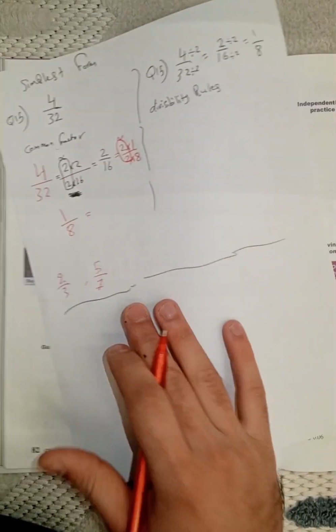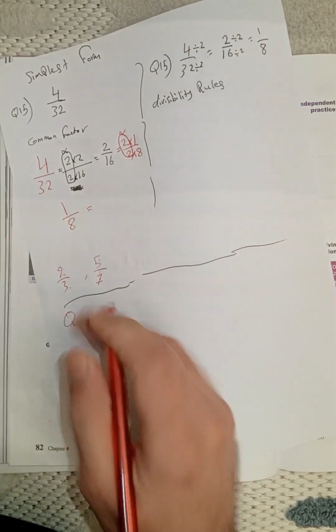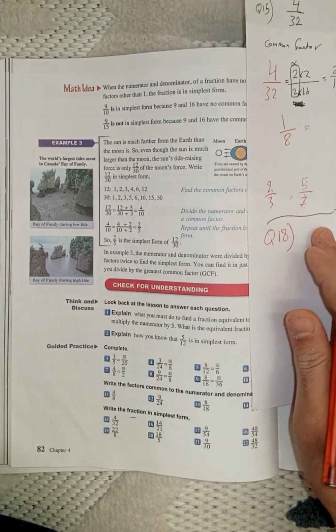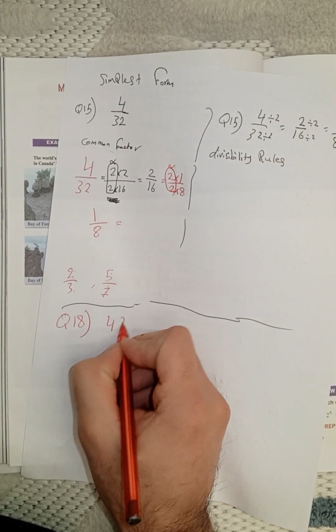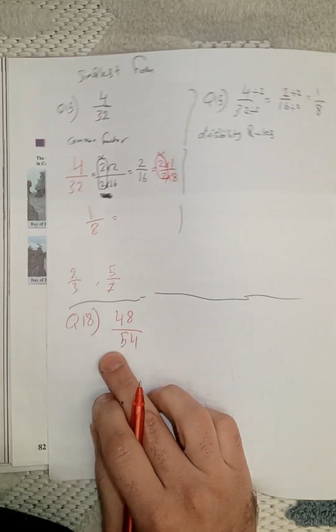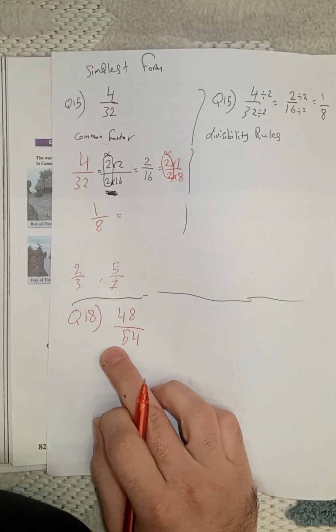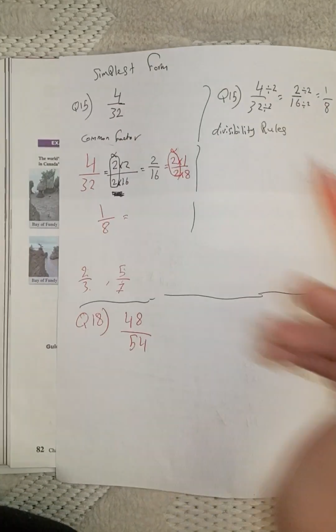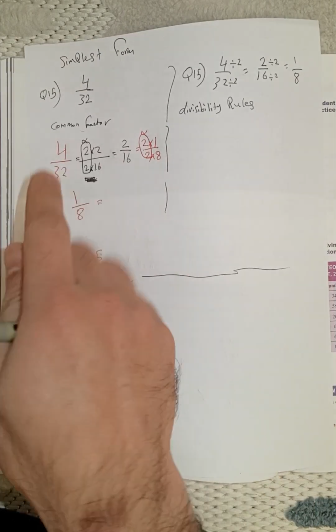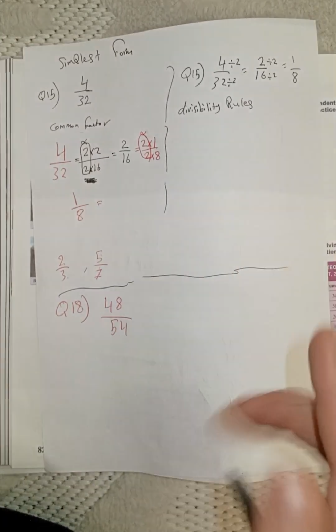Question 18: 48 over 54. This one is our fraction. How do we write this one in the simplest form? There are two ways: the common factor way and the divisibility way.